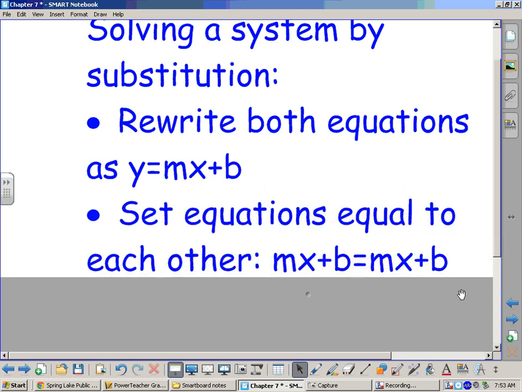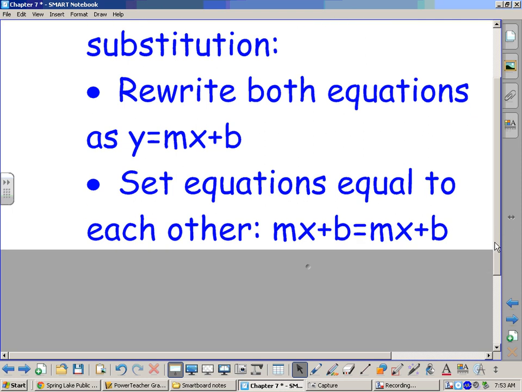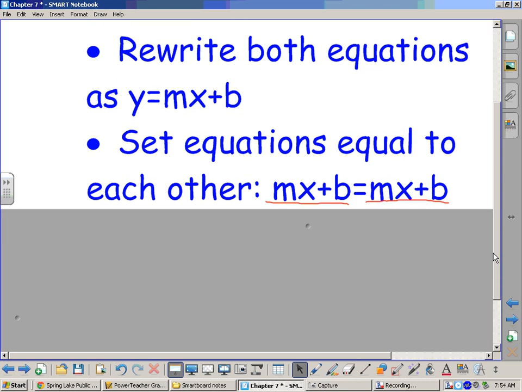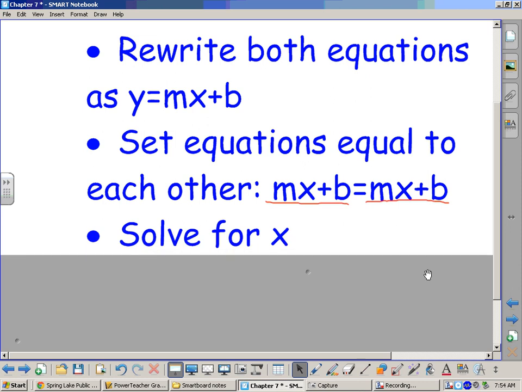Then we're going to set both equations equal to each other. So we're going to end up with two equations, both written y equals mx plus b. So we're just going to write mx plus b equals mx plus b. So there's no y now in the problem. Now m and b will be numbers, obviously, but these are just steps. These are things that you can use on a test or a quiz, notes. And then we just solve for x. Now that just gives you one part of the solution.